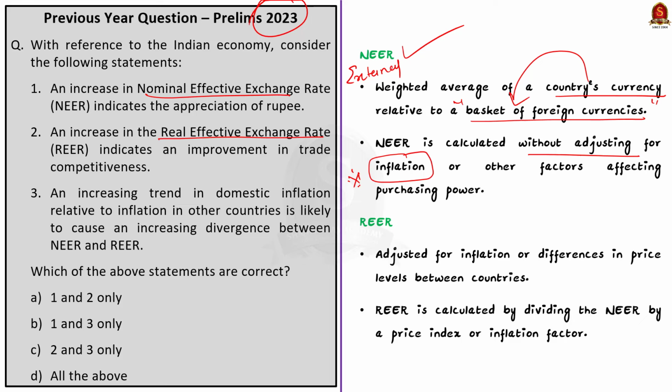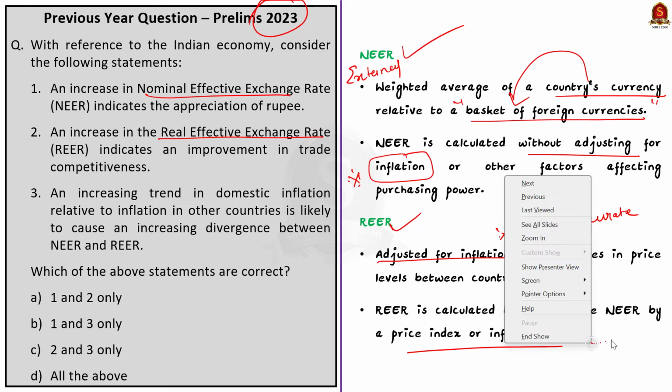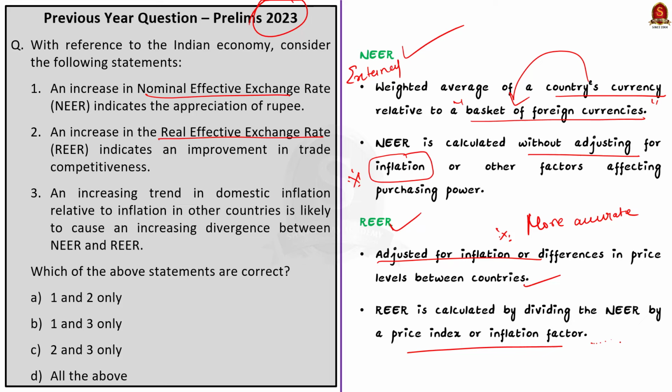Next one is the real effective exchange rate, that is REER. REER is similar to NEER but adjusted for inflation or differences in the price level between the countries. It reflects the relative value of a country's currency after accounting for differences in price levels, making it a more accurate measure of competitiveness. REER is calculated by dividing the NEER by a price index or inflation factor. So in essence, NEER provides a measure of a country's currency value against a basket of currencies, while REER adjusts this measure to reflect the differences in price levels, providing a more comprehensive view of currency competitiveness.